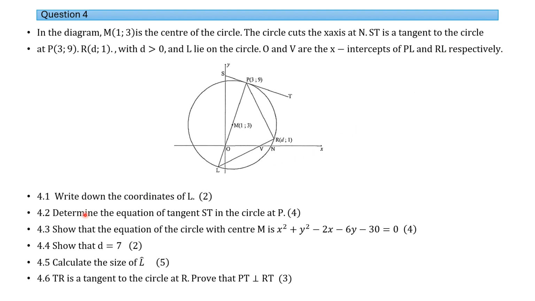Alright, so number 1, write down the coordinates of L. Determine the equation of the tangent ST at P, 4 marks. Show that the equation of the circle with M can be given by that equation there. Show that d there is 7. Calculate the size of L. And then TR is the tangent to the circle at R. Prove that PT is perpendicular to RT.